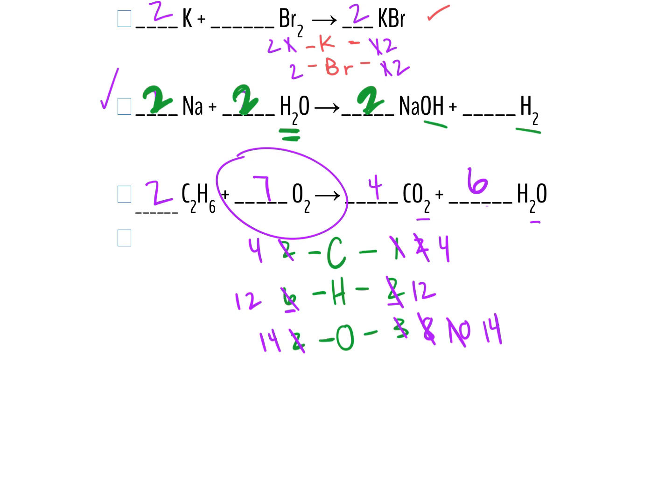So oxygen was not paired with anything on the left. I left my oxygens till the end because I knew I could change this coefficient without it affecting something else. So if you have an element that's kind of by itself, I would recommend leaving that one till the end. That way, if I have to make a change there, it's not going to trickle down and mess up something else. Sometimes you don't always get that option, but that's a tough one.